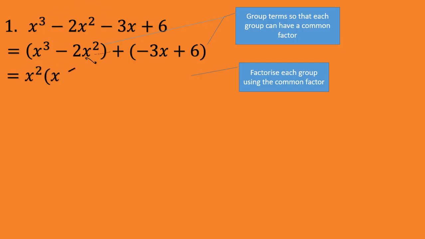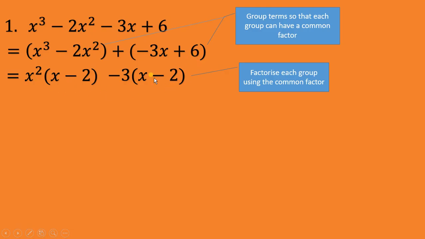When we take out the common factor, we divide it into x to the power 3 and we get x, and into 2x squared we get a 2. In this case here it is going to be the negative 3 which is the common factor. Careful here, the negative 3 is the common factor. Divided in there, x remains, and negative 3 divides into positive 6, the answer is negative 2.